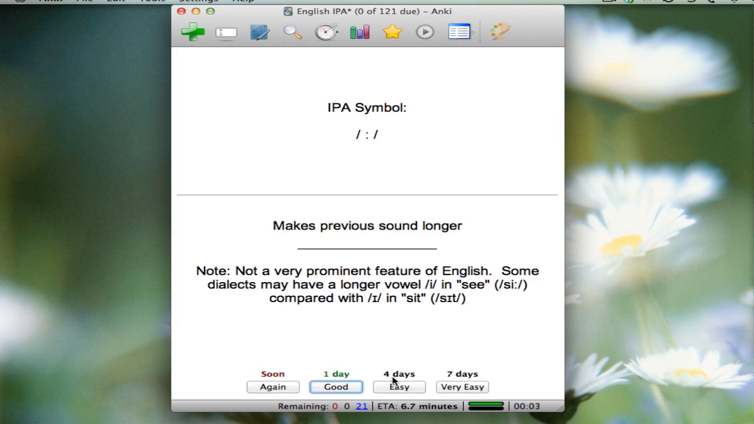This is the long symbol. It doesn't have any sound, really. It makes the previous sound longer. This doesn't show up in English very much. Some dialects in general will say see and then sit, and the vowel in see is longer than the I in sit. But in general, this doesn't show up in English.